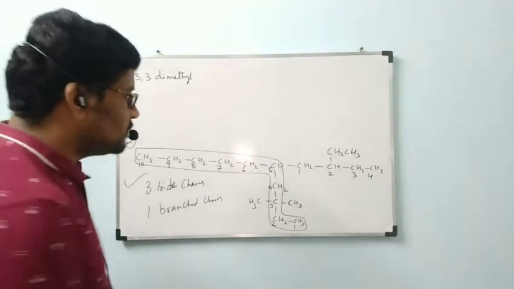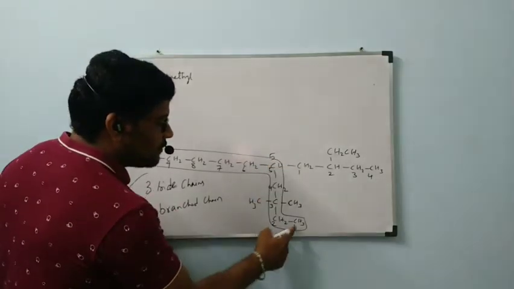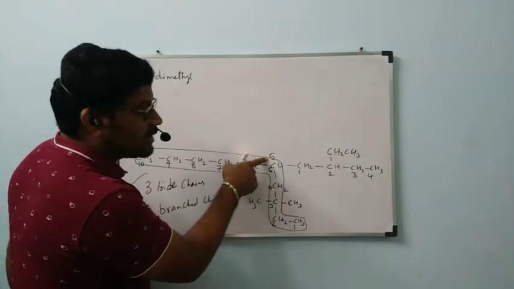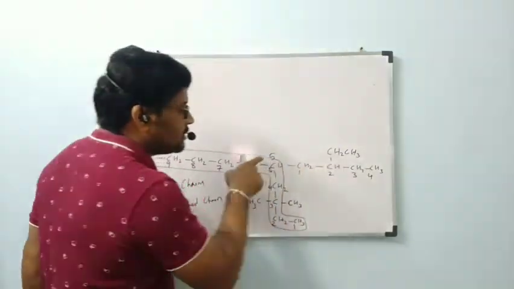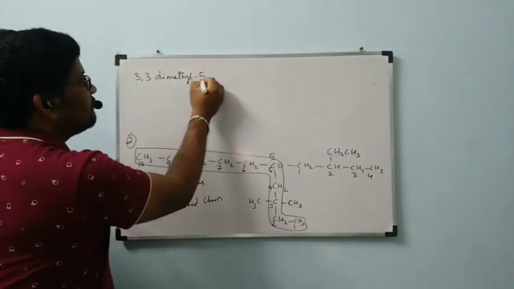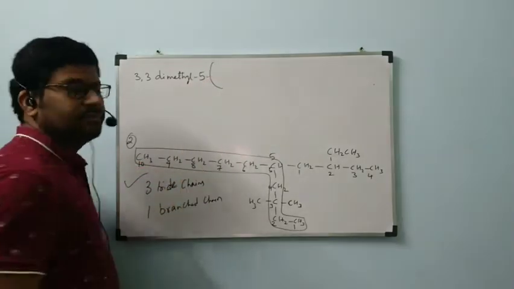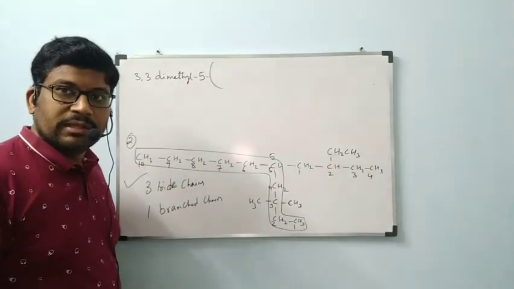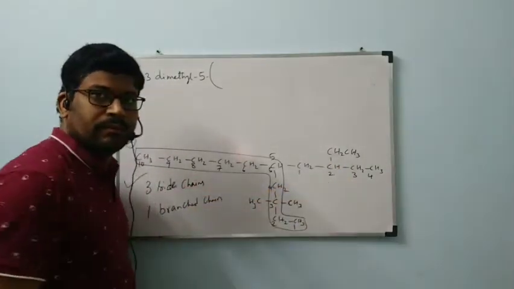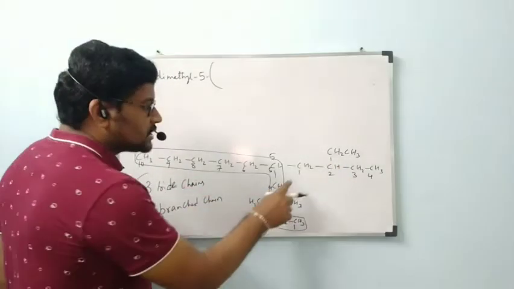Are you able to see? This is the fifth carbon only, na? 1, 2, 3, 4, 5. Fifth carbon. This total thing is present on the fifth carbon. So I am going to write 5 and a bracket. In that bracket, this name. It starts with 1 here.